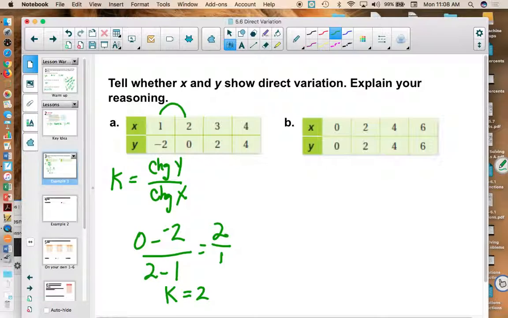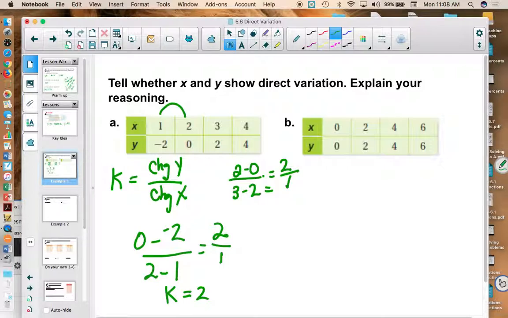What is 2 minus 0? 2. What is 2 minus 1? Wait a minute. What is 3 minus 2? Is that rate of change the same as this rate of change? Mm-hmm. So is the constant rate of change the same? So is it direct variation?